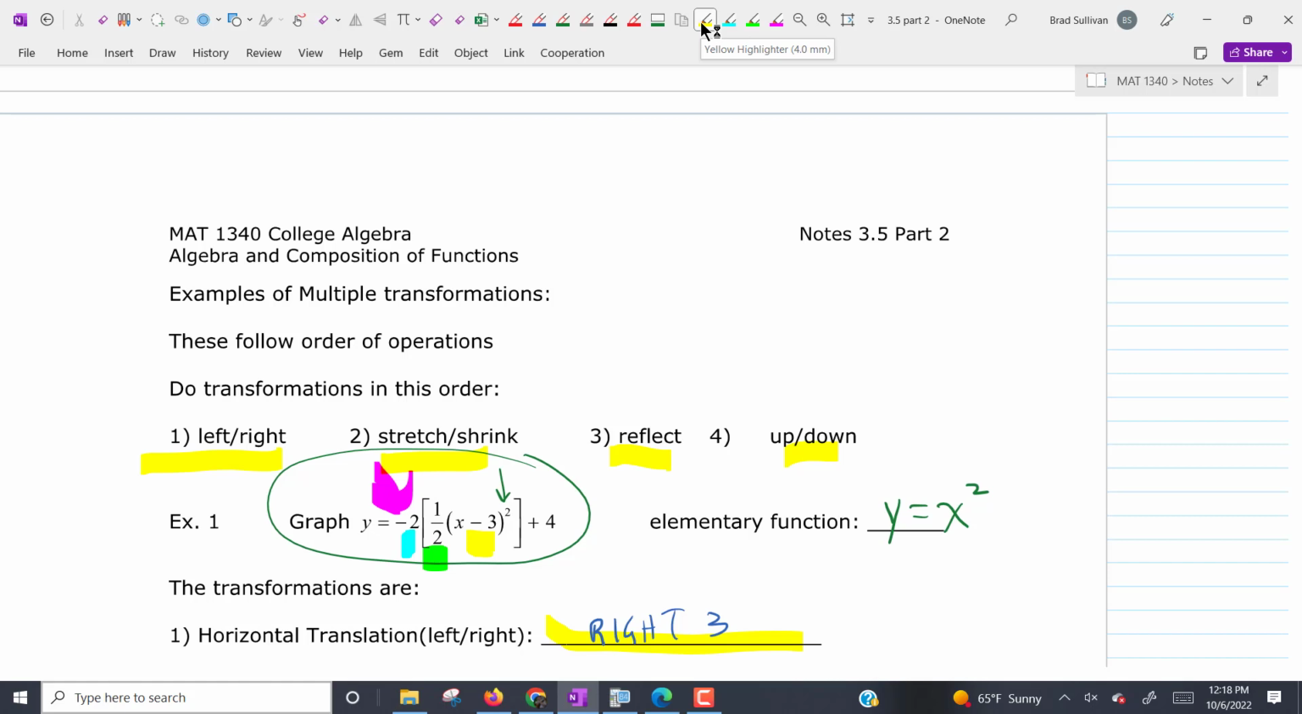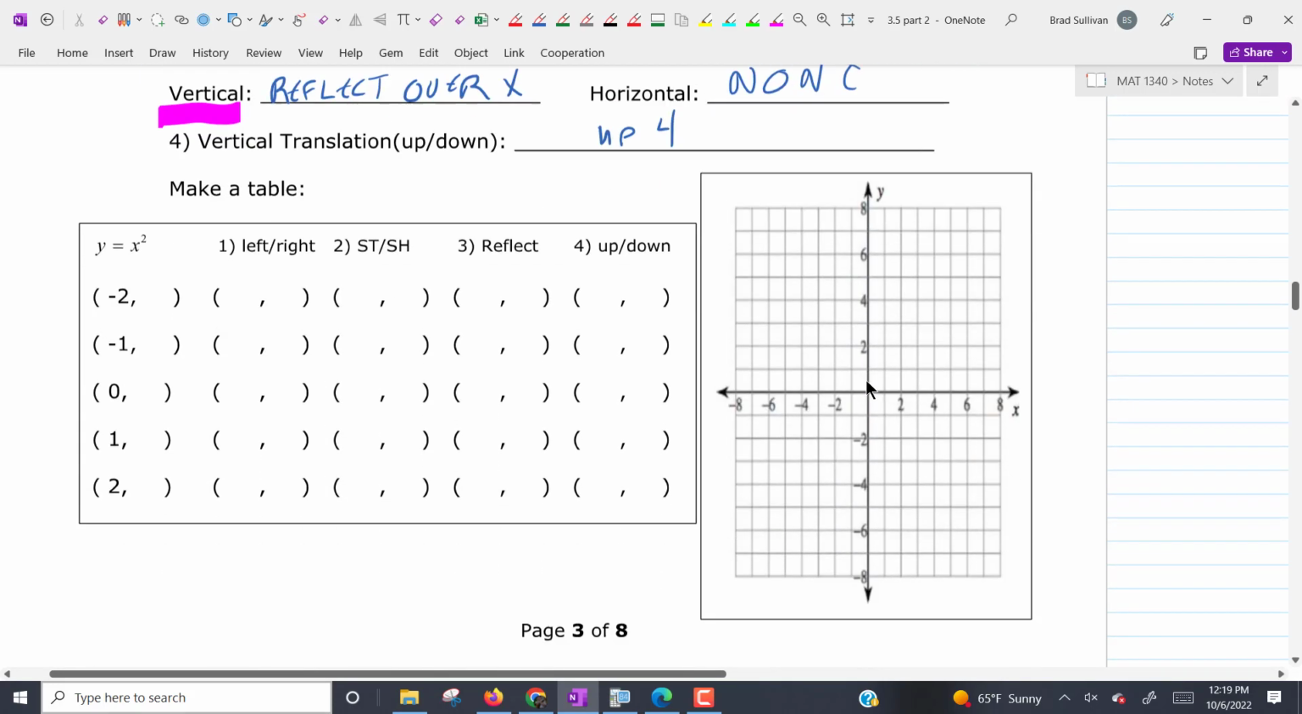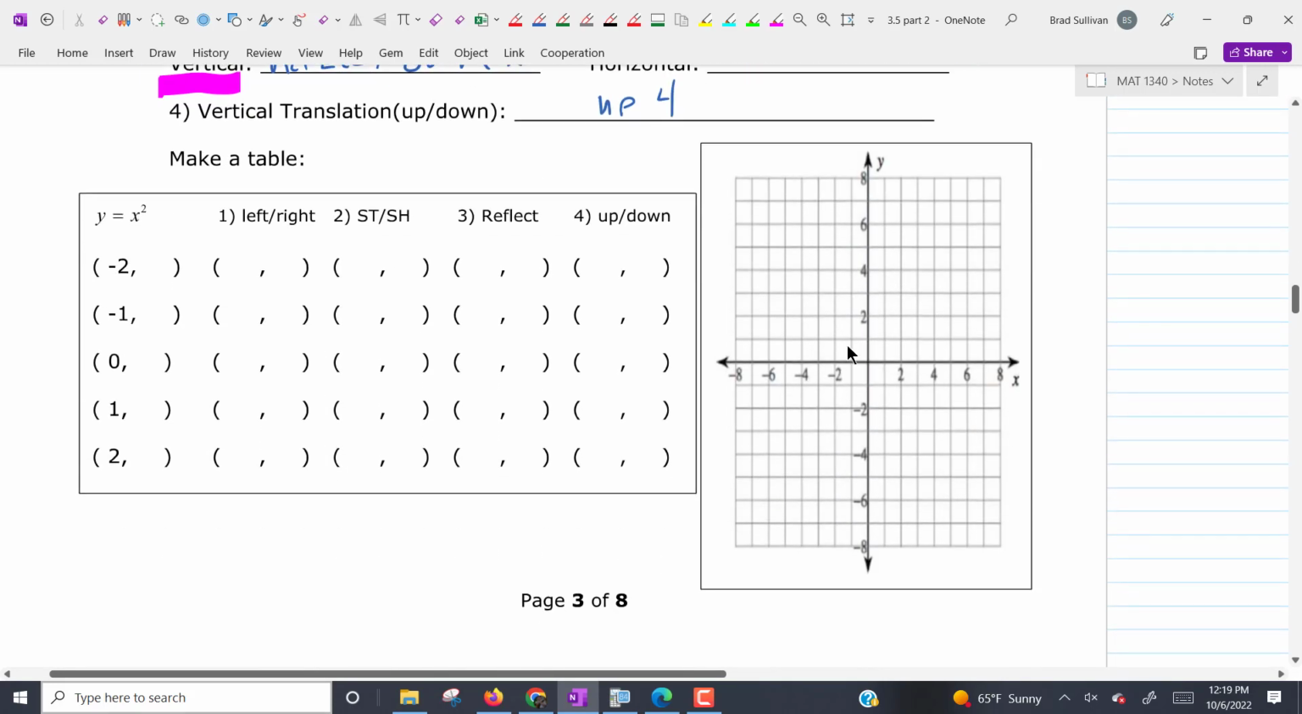Now the stretch, shrink, and reflect can all be done in the same thing. So when you transform your graph, you're going to go right 3, then take care of your stretch, shrink, and your reflection, then up 4. Now, it's very hard for people to keep track of this without writing down what you're doing. So when I have you put together a chart, here's the idea.